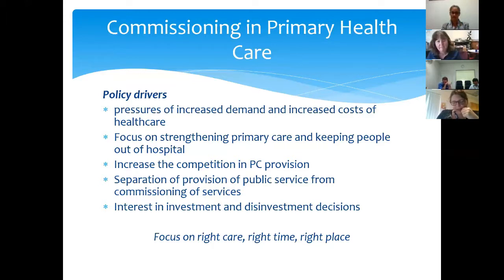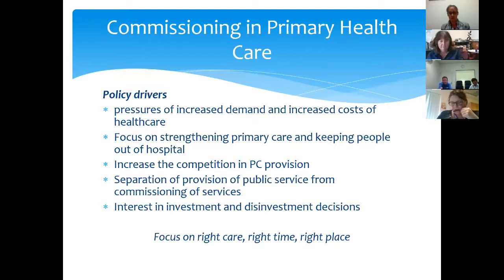So then, what have been the policy drivers for commissioning? Whilst these have varied across countries, they do tend to relate to some common themes. They relate to pressures of increased demand and increased costs of healthcare, so the actual dollar that we put in and the demand that continues to increase. Focus on strengthening primary care and keeping people out of hospitals, and there's lots of discussion whether or not that would be a cheaper option, and there's the thought that it wouldn't, but actually it may be what patients want and will be better for communities.